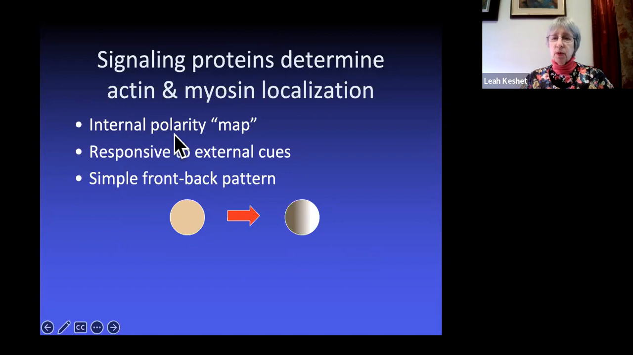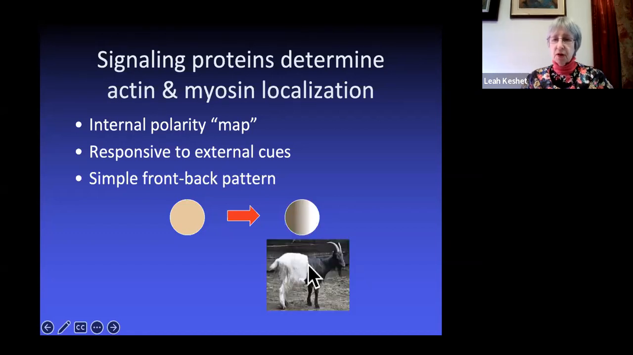Okay, so briefly, the signaling proteins that I've told you about are what determine the localization of actin and myosin. They have to form an initial polarity map in order to do their thing. So they respond to external cues and they form a simple front-back pattern, as I've shown you in the movie. The same kind of pattern that we saw on that goat, this is a real goat, it's not been painted, occurs in the cell as far as the activity pattern of, let's say, RAC or Rho, these regulatory proteins.